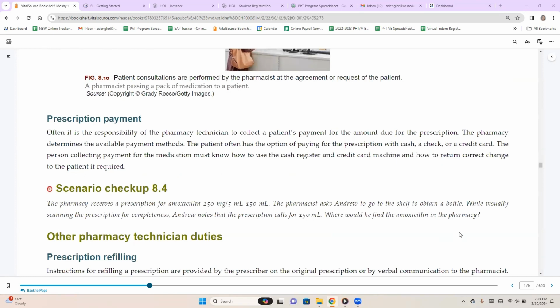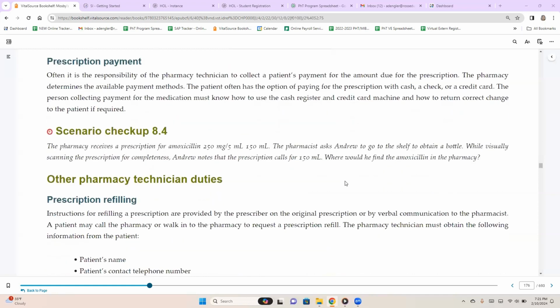It is often the responsibility of the pharmacy technician to collect a patient's payment for the amount due for the prescription. The pharmacy determines the available payment methods, and the patient often has the option of paying with cash, check, or a credit card.